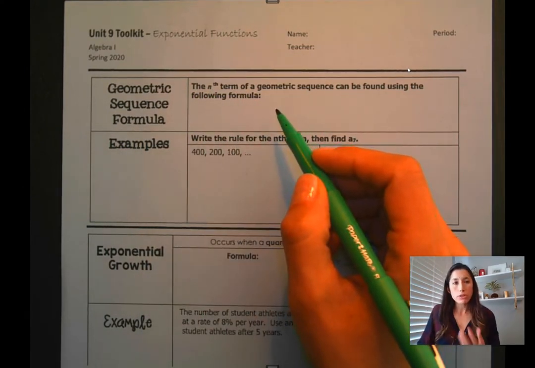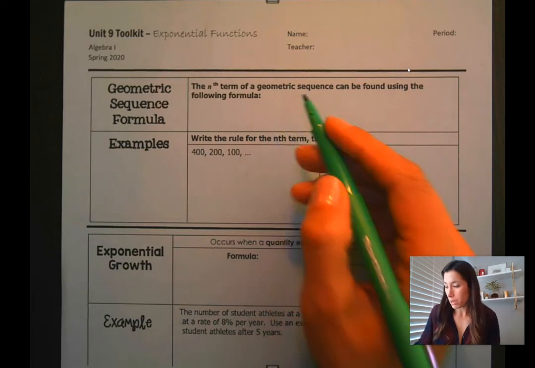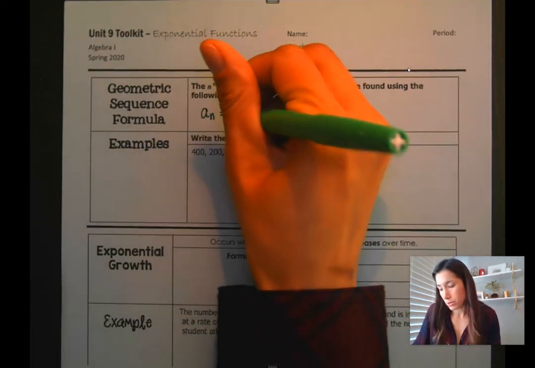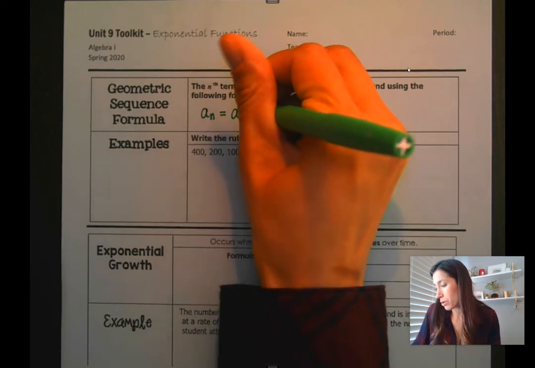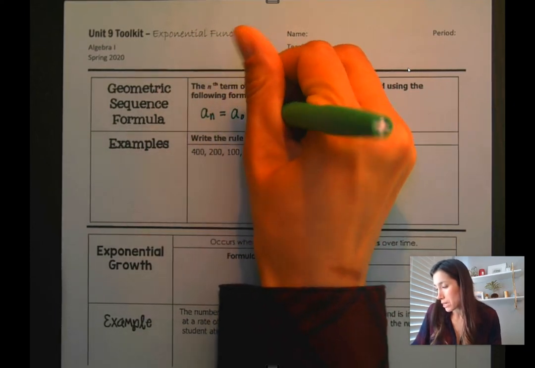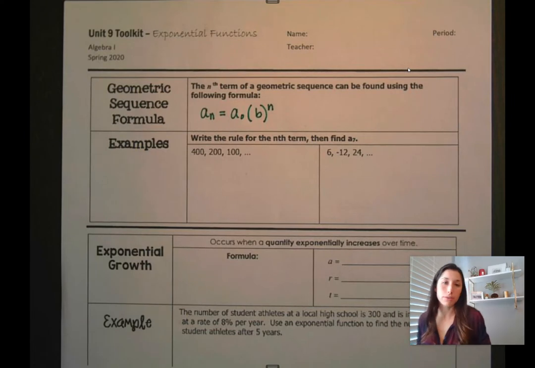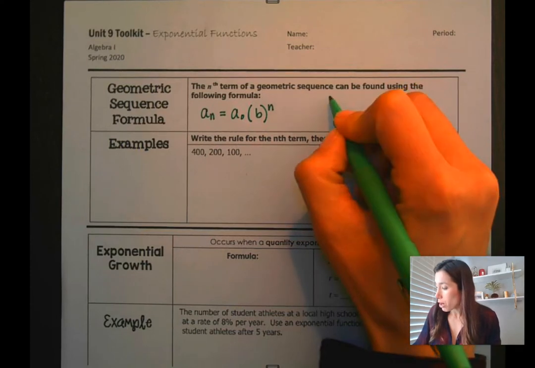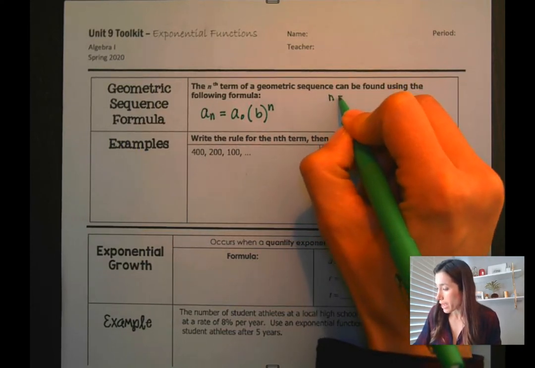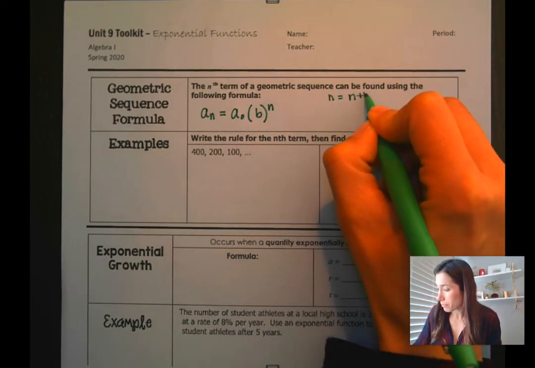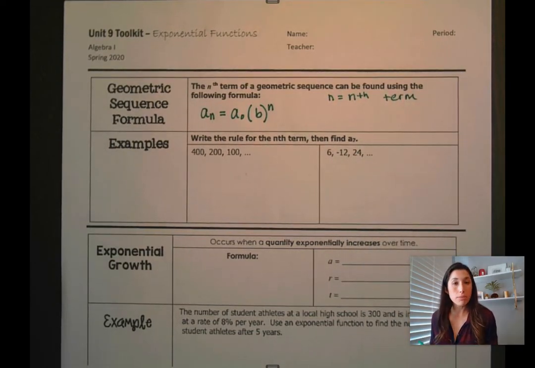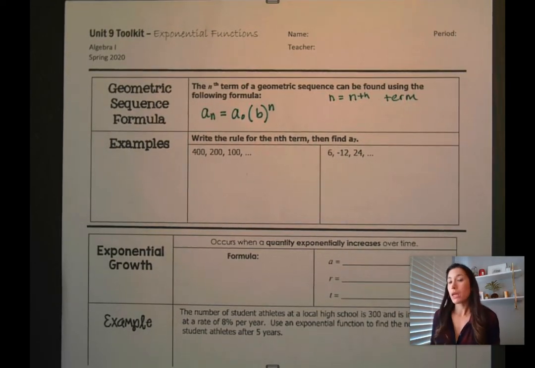Very similar to the arithmetic sequence formula that we did, we are going to write a sub n equals a sub 0 multiplied with b to the power of n. Okay, so what do all of these things represent? What do they mean? So remember our n is our nth term. Maybe I'm looking for the seventh term, maybe I'm looking for the 100th term.